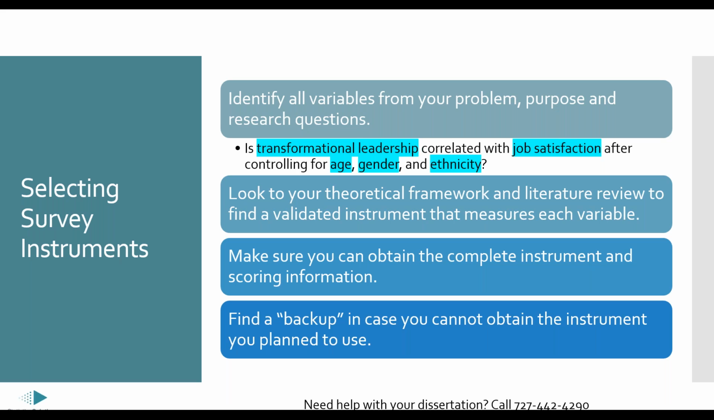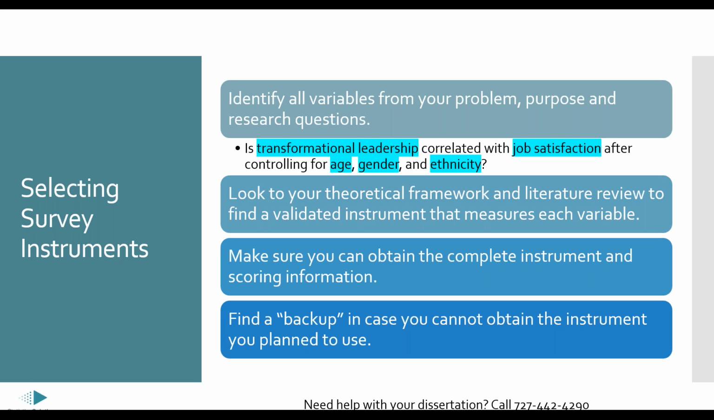Okay, so first, let's talk about the selection of survey instruments. So the first thing you need to do before you can even conduct your survey is obviously to select the survey instruments that you're going to use in your study. And this should be based off of your problem, purpose, and research questions. So you want to go through your problem statement, your purpose statement, and your research questions and identify all of the variables that you need to measure for your study. And you need an instrument that can measure each of those variables to be included in your survey.